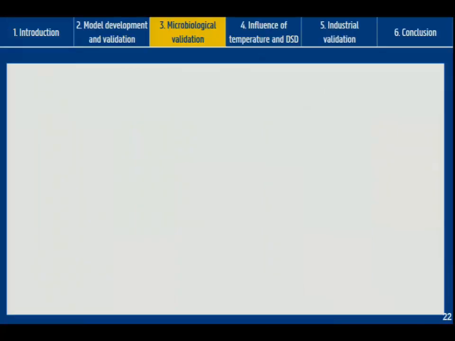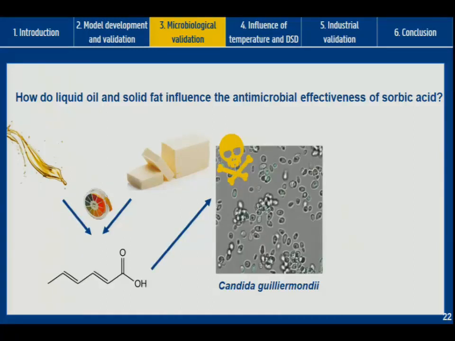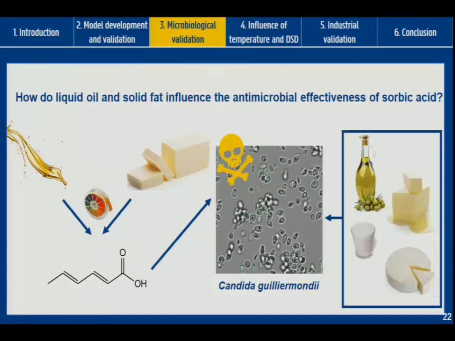So our problem statement was, how do liquid oil and solid fat influence the antimicrobial effectiveness of sorbic acid? So this is sorbic acid. This is an image of Candida guilliermondii, and of course my little skeleton, the antimicrobial effectiveness. Why did we choose this microorganism as a model spoilage yeast? Well, because it was isolated from butter, from olive oil, from yogurt, and from cheese.